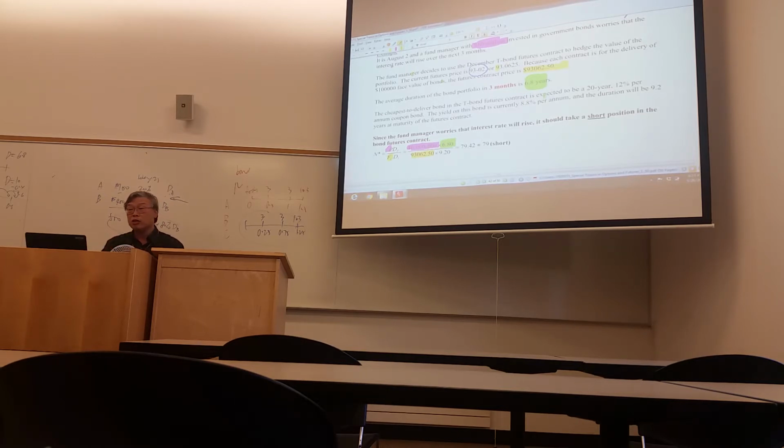Here I tell you that the cheapest to deliver bond is a 20-year 12% coupon bond. The yield of this bond is 8.8%, and the duration will be 8.2 years at the maturity of the futures contract. So this time the number will be 9.2. In the real world, you have to look for the underlying asset and really compute the duration of that bond. But that's not really the real world.